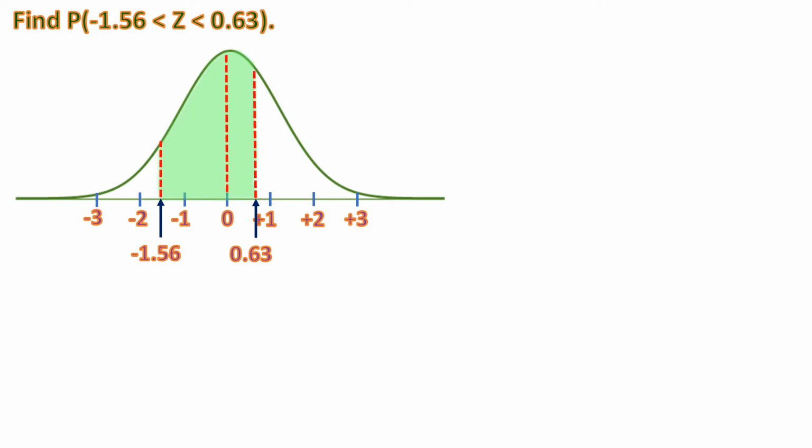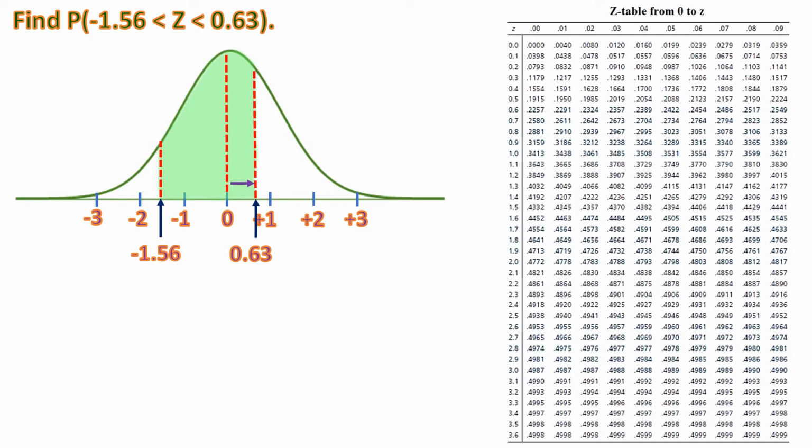So let's put a line for the center, since our z table is coming from the center, going to the left or going to the right. That's the kind of z table that we're going to use, from 0 to z. And let's find out the 0.63. So from 0 to 0.63, let's find the probability using the z table. So let's locate the row 0.6 and column 0.03. So that's a total of 0.63.